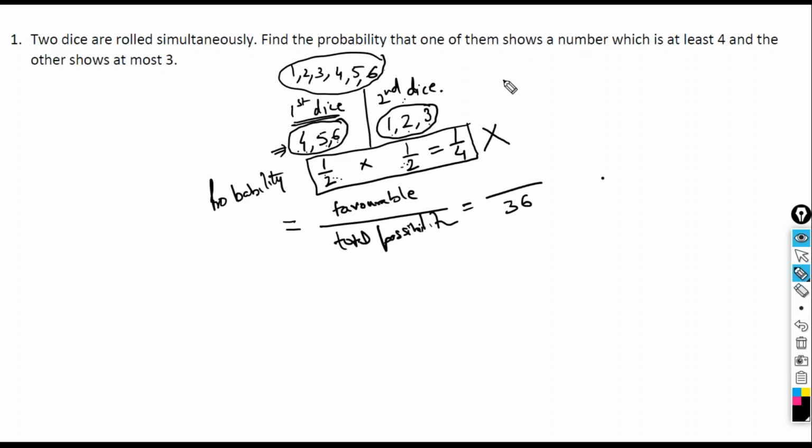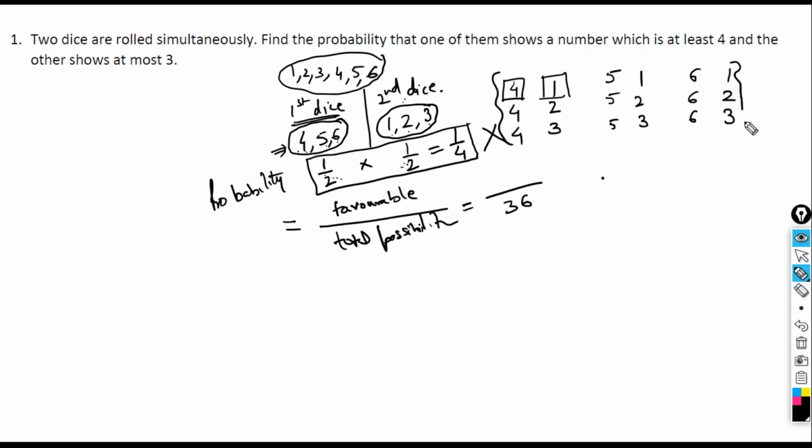Here the question talks about when you throw 2 dice, one of them shows a number which is at least 4. So if 4 comes on this dice, on the second dice it can be 1, 2 or 3. Likewise, if on the first dice the number is 5, on the second again it can be 1, 2 or 3. On the first dice, if it is 6, likewise on the second dice it can be any of 1, 2 or 3. So my total outcomes in this case are 9 in number.